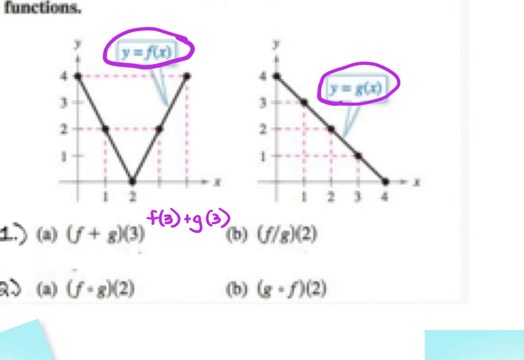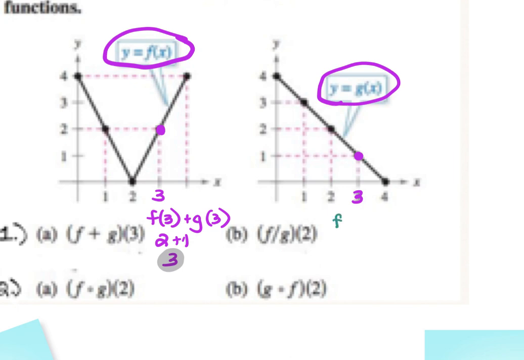So f of 3 says use the graph on the left, go to where x is 3, and give the corresponding y, which would be what? 2. G of 3 says go to the g function, the one on the right, find the 3, give the corresponding y, which is 1. And then because it's f plus g, I add them, and I get 3, which is like the answer to 7 questions today. I don't know how that happened, but it did.